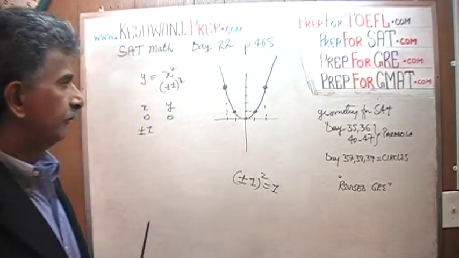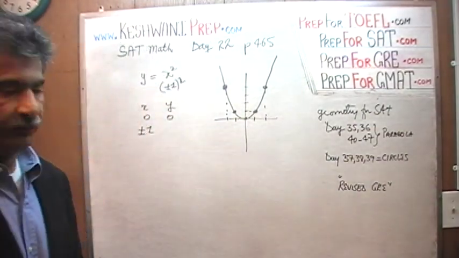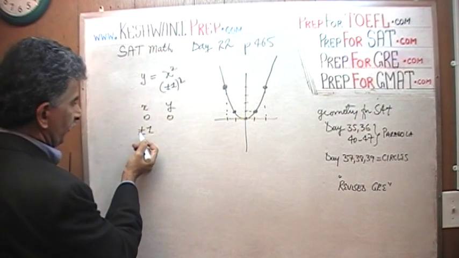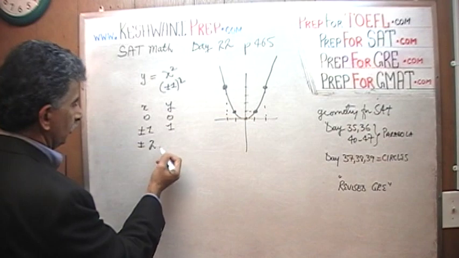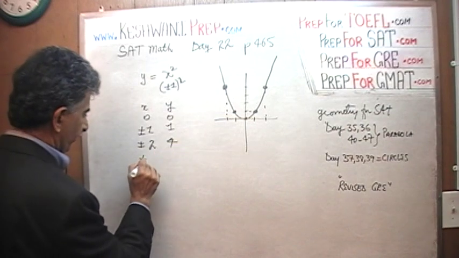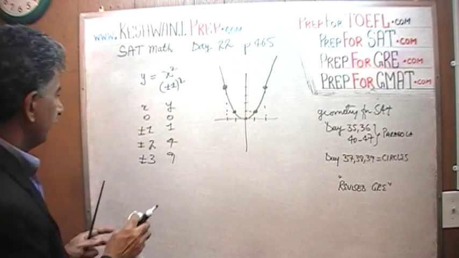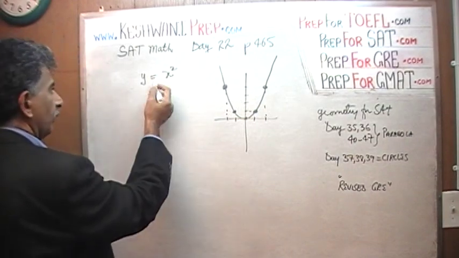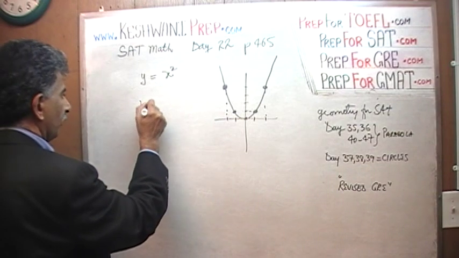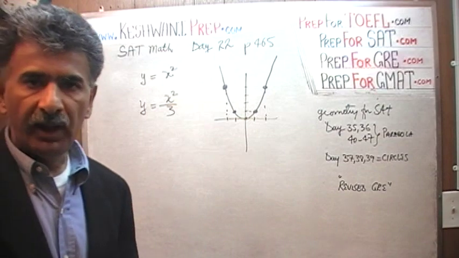There is your parabola. What do you suppose is going to happen? So when x is plus or minus 1, y is 1. When x is plus or minus 2, y is 4. When x is plus or minus 3, y is 9, and so on and so forth. What do you suppose is going to happen if you were to take your original graph and instead of having y equal to x squared, we had y equal to x squared over 3?